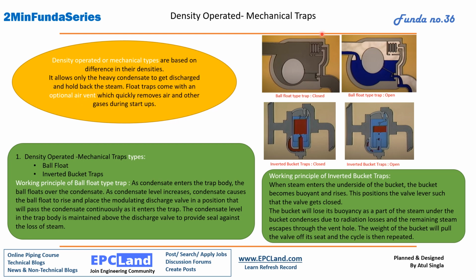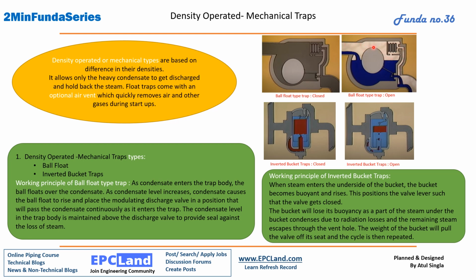We have two types of traps: ball float and inverted bucket. This is the ball float. Here also we have an air vent. In the bucket type also we have an air vent. Now, the principle of the ball float is that steam or condensate, whichever is entering here, will start accumulating. This ball is hollow inside. As the condensate level increases up to a certain level, this ball will come up and the port will open. Condensate can be removed from here. Air will come out from this part.